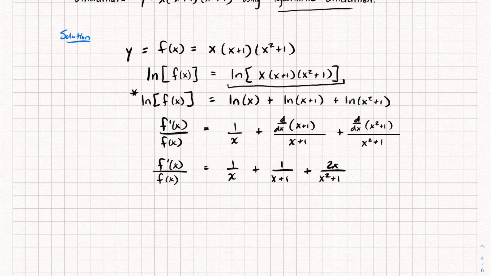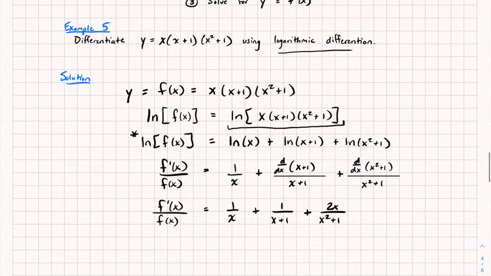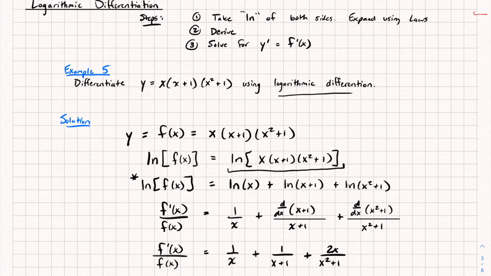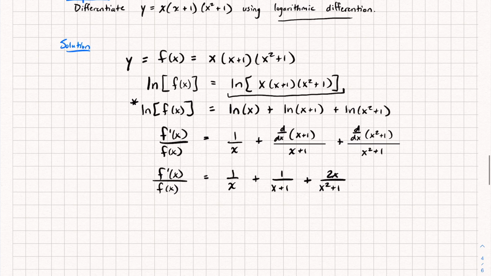And now this is where the third step essentially comes in. We've now derived, we have simplified as much as possible. Now I need to solve for y prime or solve for f prime. If you notice, I have f prime divided by f of x. So the next step is to multiply both sides by this f of x. So I'm bringing it over. So I have f of x times 1 over x plus 1 over x plus 1 plus 2x over x squared plus 1.